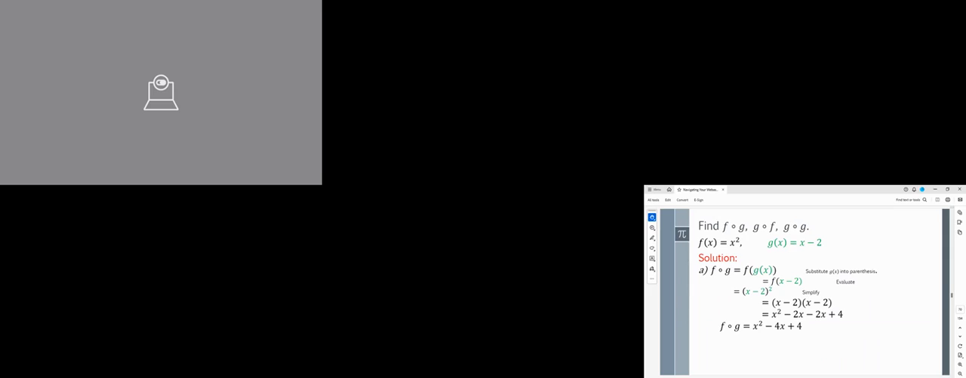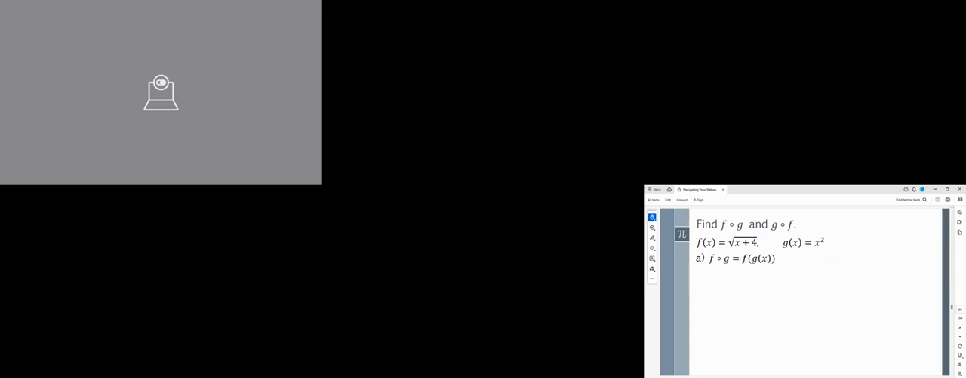G composed of f of x. f of x is x squared. Now we're going to put x squared in for this x. So we end up with x squared minus 2 as our final answer. G composed of g of x. g of x is x minus 2. We're going to plug it back into itself. And so we get x minus 2 minus 2, which is x minus 4.